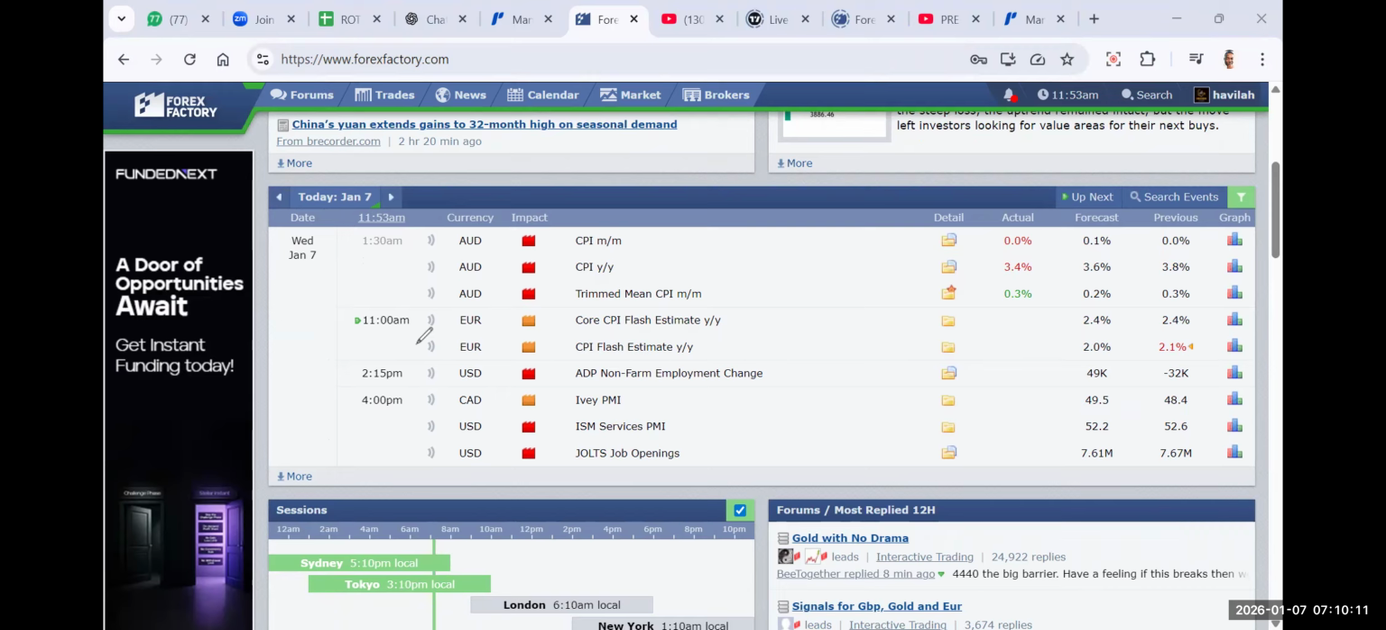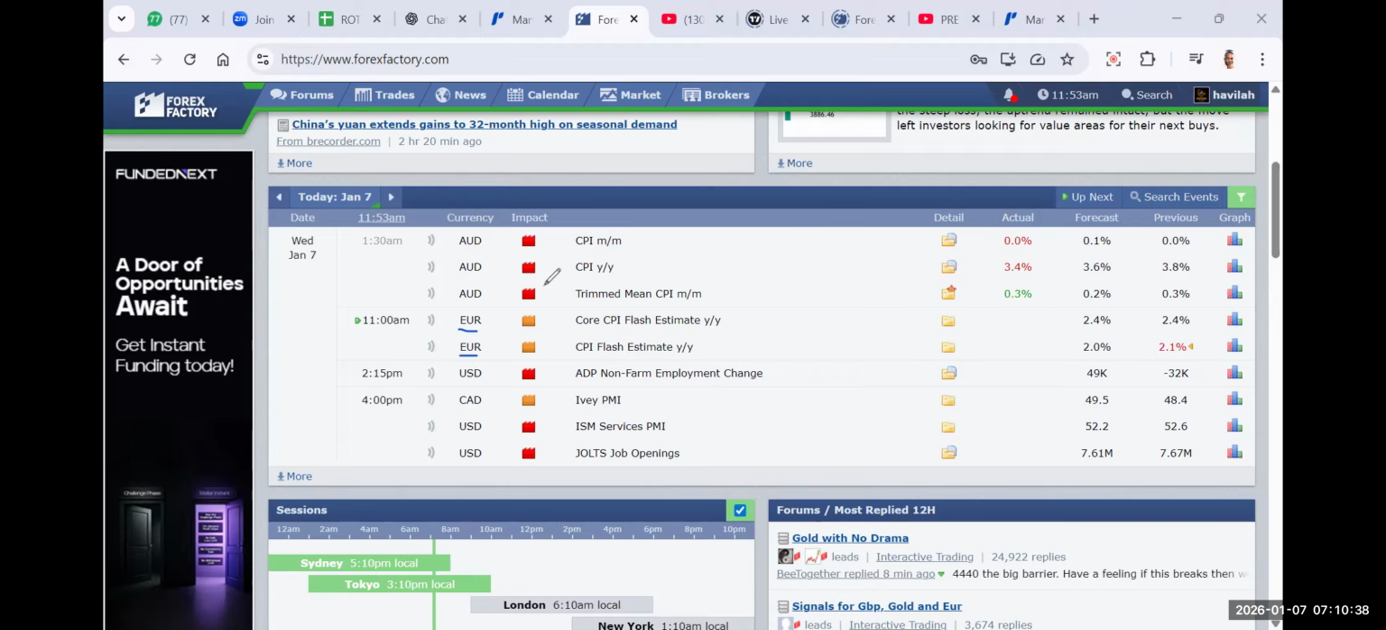But then the event we're expecting next today is the 11 a.m. Euro core CPI flash estimate and CPI flash estimate yearly. This will come up by 11 a.m. this morning, and it will impact the Euro pairs: Euro USD, Euro JPY, Euro CAD, Euro AUD, and so on and so forth. We'll check a couple of them and see if there's any setup ahead of this news event.